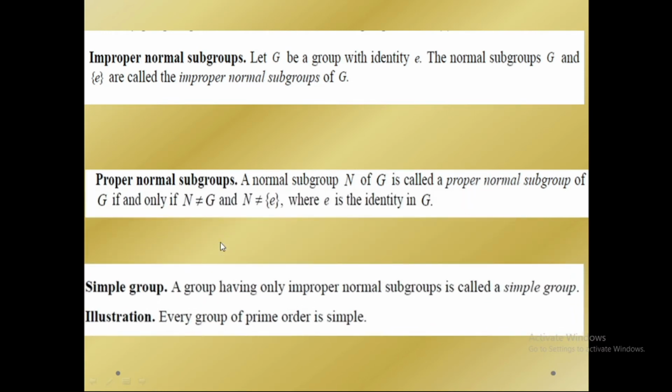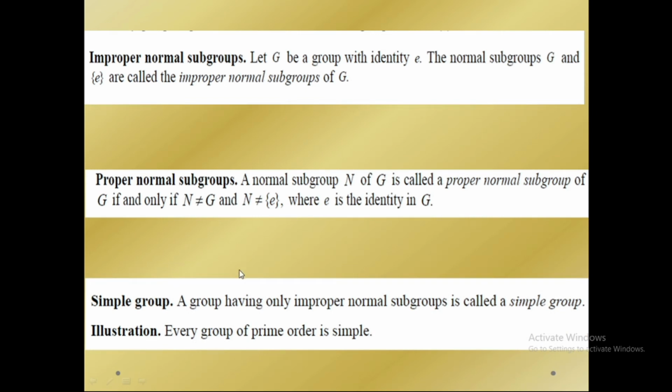Now another very main terminology: a group having only improper normal subgroups is called a simple group. That means a group that does not contain any proper normal subgroup, that type of group is said to be a simple group. An example of this: every group of prime order is simple.